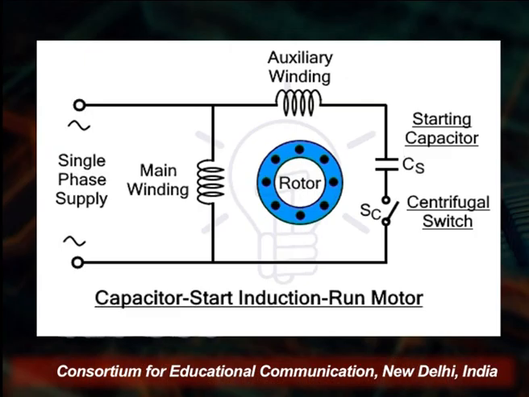You see on the screen that this is one type of capacitor start induction run motor. You see the auxiliary winding is there, and the main winding. On the left-hand side a single phase supply is there, and on the right-hand side we are giving the starting capacitor and the centrifugal switch.